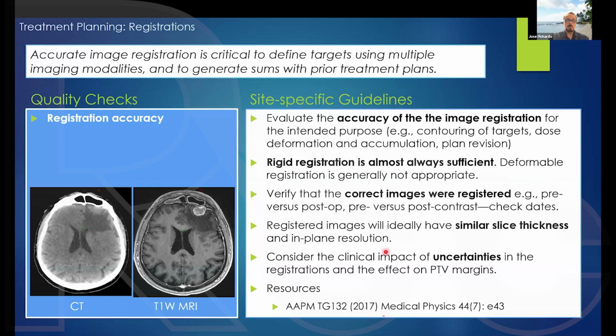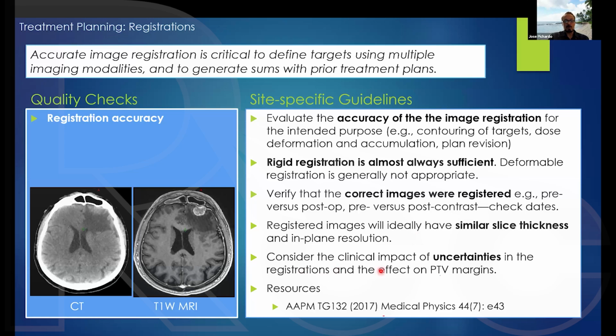Now, I probably should have put this in image quality, but it's important that if you're doing image registration, you're going to get better registration if the images have similar slice thickness and in-plane resolution. If you're registering thicker with thinner images, you don't get as good of a registration. It doesn't mean that the registration is bad, but it's not as good, okay? So if you want really high quality, you want to make sure that they're the same slice thickness or very, very close.